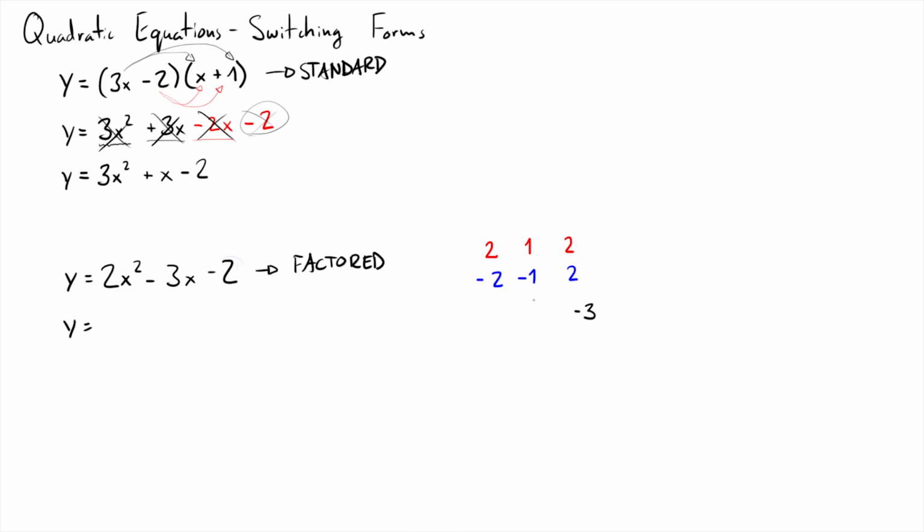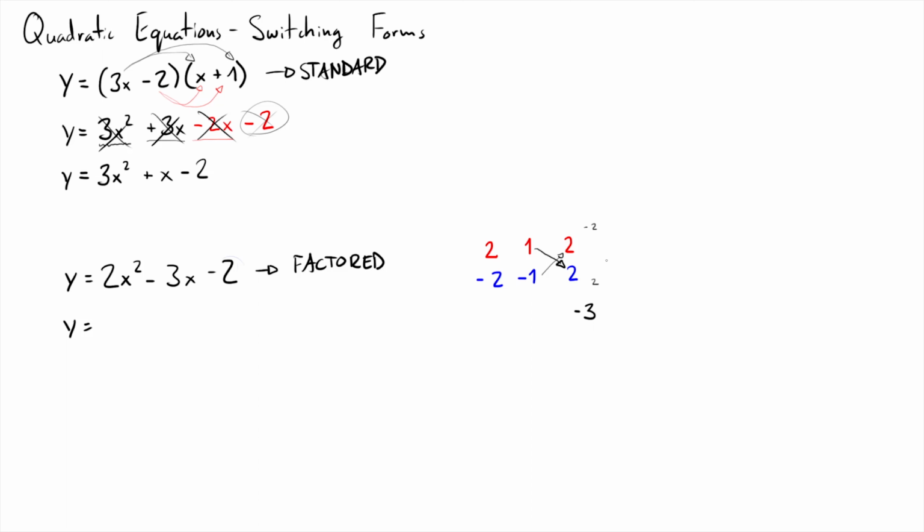Now the last thing that we need to check here is that these numbers, when cross multiplied, add up to -3. So if I take 1 times 2, what do I get? Well, I'm going to get the number 2. And if I take -1 times 2, what do I get? Well, I'm going to get the number -2. And if I do -2 plus 2, I'm going to get 0, not -3. So that doesn't quite work.